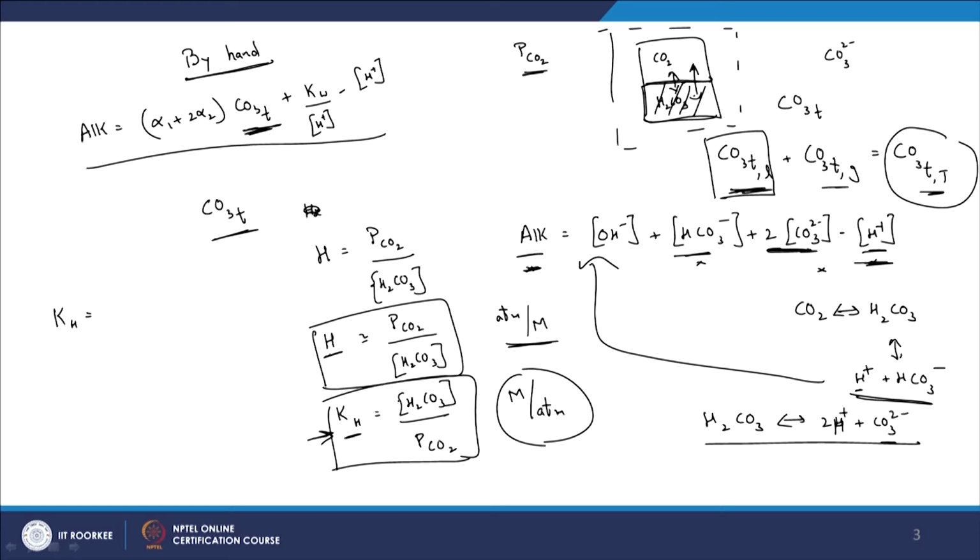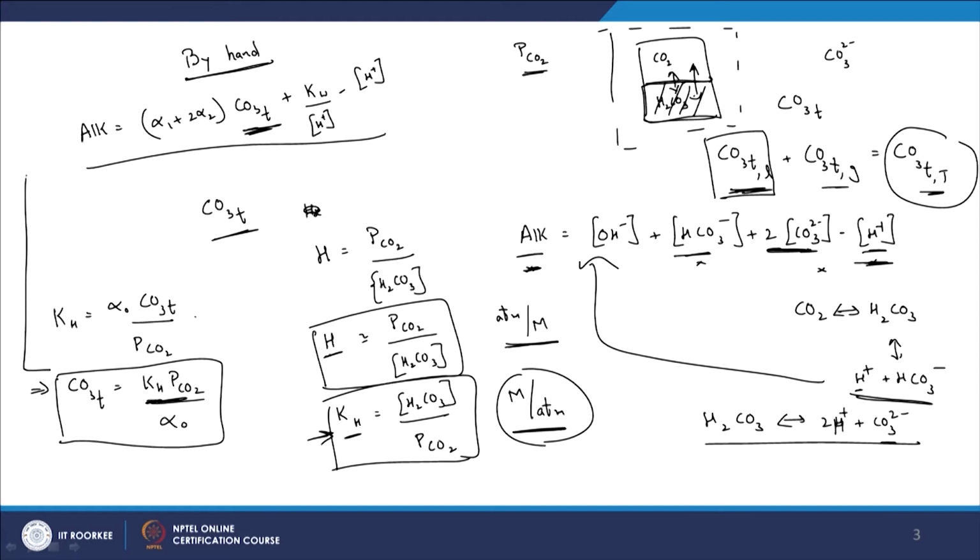KH is equal to what now? Alpha naught times CO3 total by partial pressure of CO2. That implies that CO3 total, which is what I am going to calculate, is equal to KH times PCO2 by alpha naught. Keep in mind that in this particular case the units of the Henry's constant KH are molar per atmosphere, not atmospheres per mole. This is something we derived earlier. So now I can plug this in here. Let me write this down on the next slide.